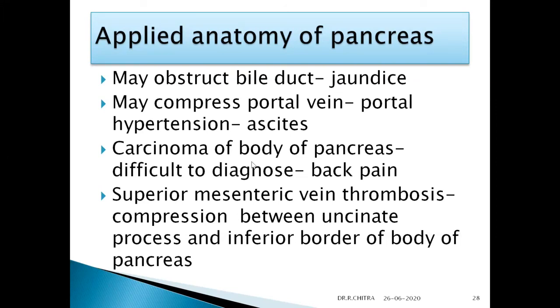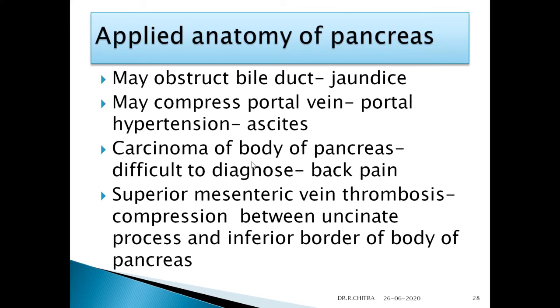The last applied anatomy is superior mesenteric vein thrombosis. Compression between the uncinate process and the inferior border of the body of the pancreas may affect the superior mesenteric vein, which is passing in front of the uncinate process. So I think you should have understood this pancreas, which is an important essay for the theory exams, or this duodenum and pancreas specimen may be given to you for the anatomy practical exams. So you have to discuss the presenting parts of the pancreas mainly with the examiner.